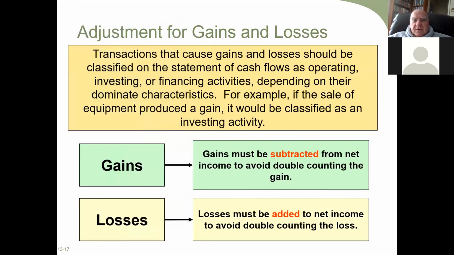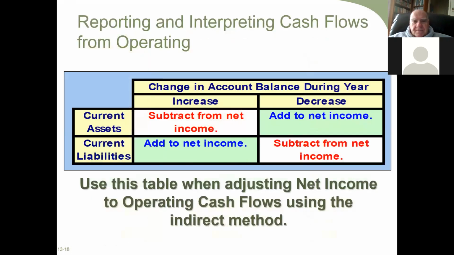Okay. Gains and losses. We could probably go over this a little bit later, but if you had transactions that cause gains and losses, they should be shown on the statement as operating cash flows, investing or financing, depending on what they are. A sale of equipment that produced a gain would be classified as an investing activity. And we must eliminate gains and losses from the net income. Reporting and interpreting cash flows.